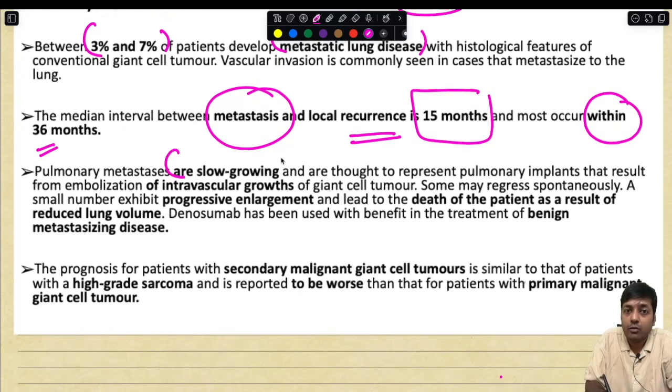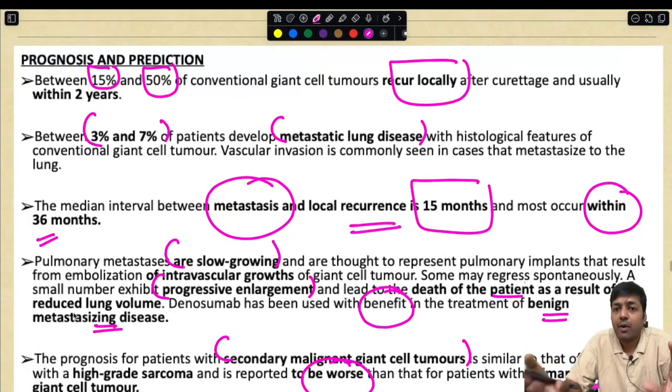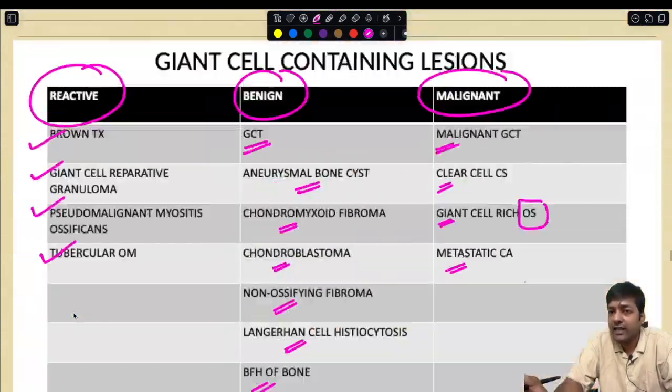Pulmonary metastases are slow growing and are thought to represent pulmonary implants that result from embolization of intravascular growths of giant cell tumor. Some may regress spontaneously. A small number exhibit progressive enlargement and lead to death of the patient as a result of reduced lung volume. Denosumab has been used with benefit in treatment of benign metastasizing disease. The prognosis for patients with secondary malignant giant cell tumor is similar to that of patients with high-grade sarcoma and is reported to be worse than that of patients with primary malignant giant cell tumor. So this is about the prognosis of giant cell tumor.